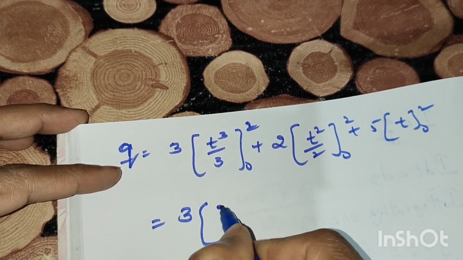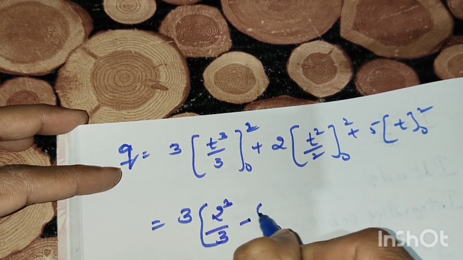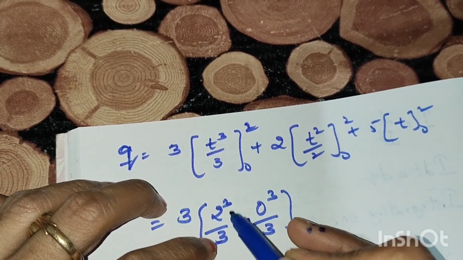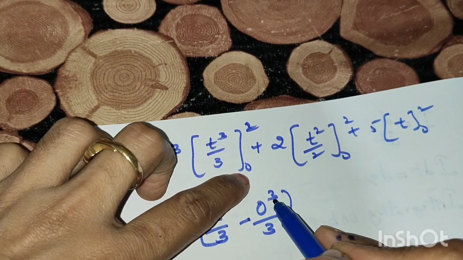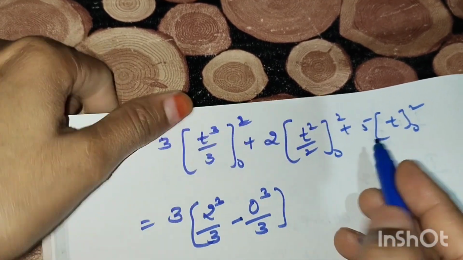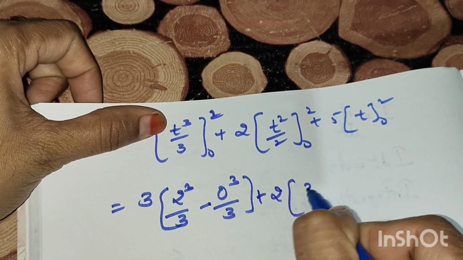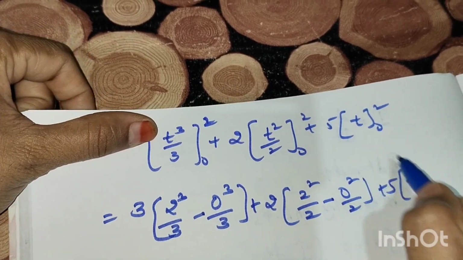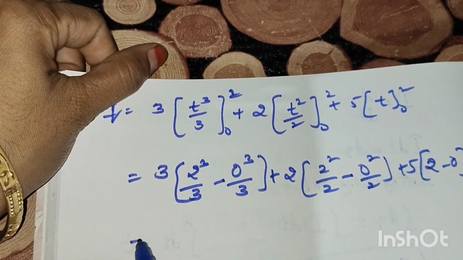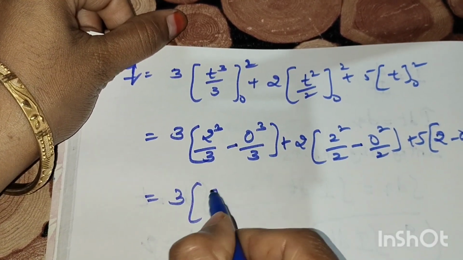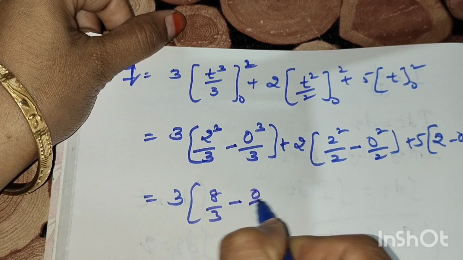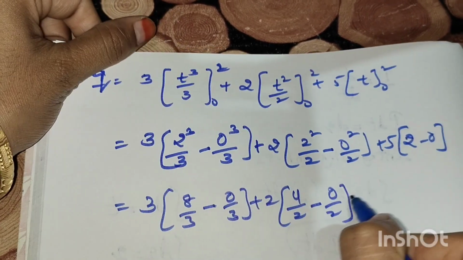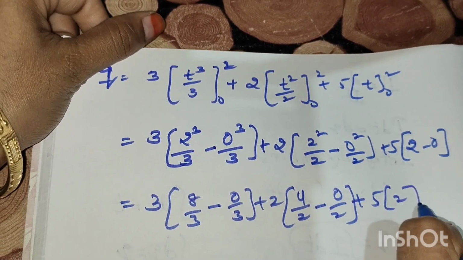So the upper limit gives 2 cube by 3 minus 0 cube by 3. In place of t, we apply the first limit, 2 cube by 3, minus the lower limit, 0 cube by 3. Similarly, 2 into 2 square by 2 minus 0 square by 2, plus 5 into 2 minus 0. So 3 into 2 cube is 8 by 3, minus 0 cube is 0 by 3, plus 2 into 2 square, 4 by 2, minus 0 by 2, plus 5 into 2 minus 0, which is 2.